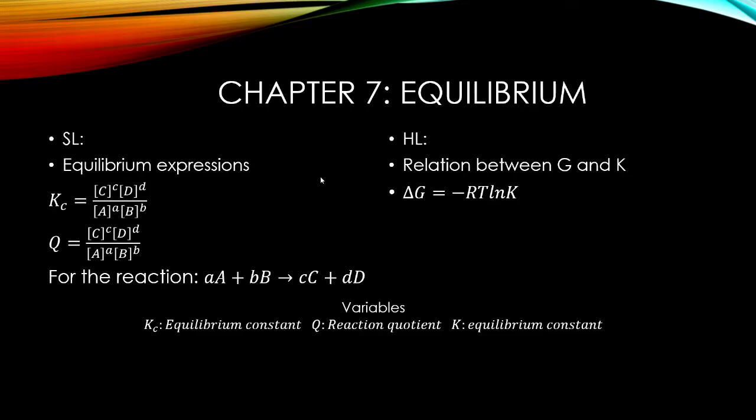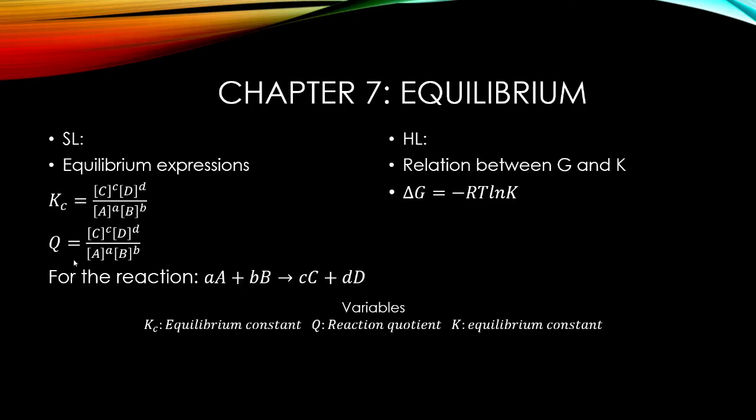Alright, chapter 7, equilibrium. Pretty simple chapter when it comes to equations. There's basically just two things you need to know for SL, and it's how to calculate the equilibrium constant and the reaction quotient. So for a reaction where you have A plus B goes to C and D, with the stoichiometric constants a, small b, small c, and small d, the equilibrium constant is calculated as the concentrations of the products multiplied, over the concentrations of the reactants multiplied, each to the power of the stoichiometric constants.